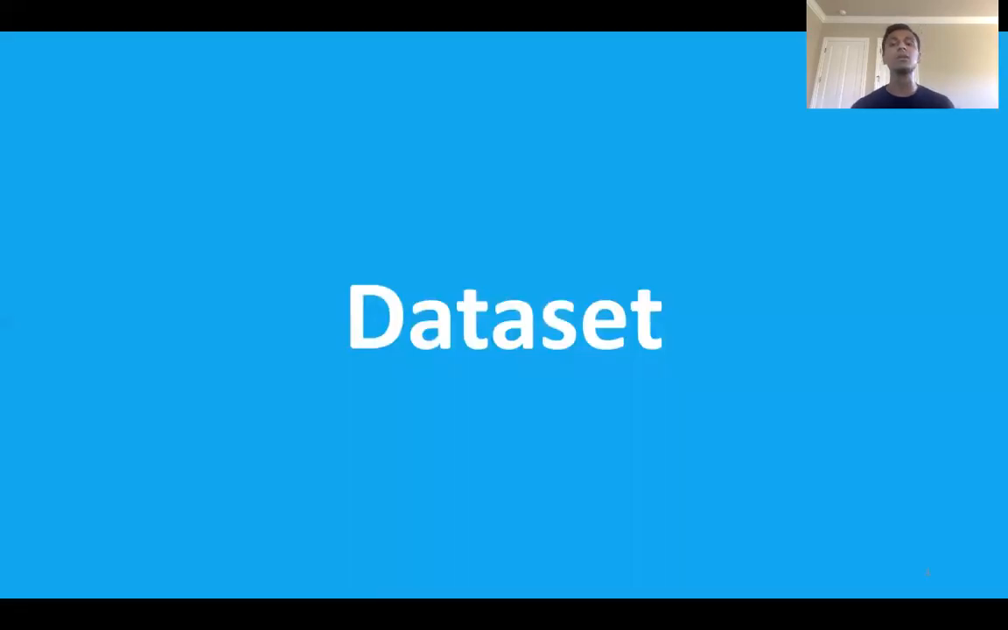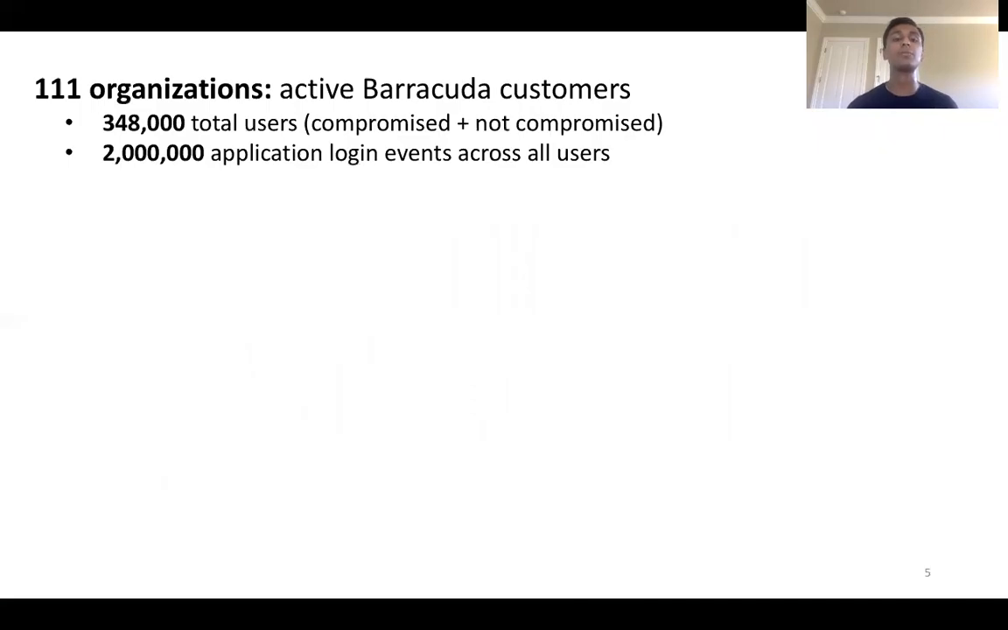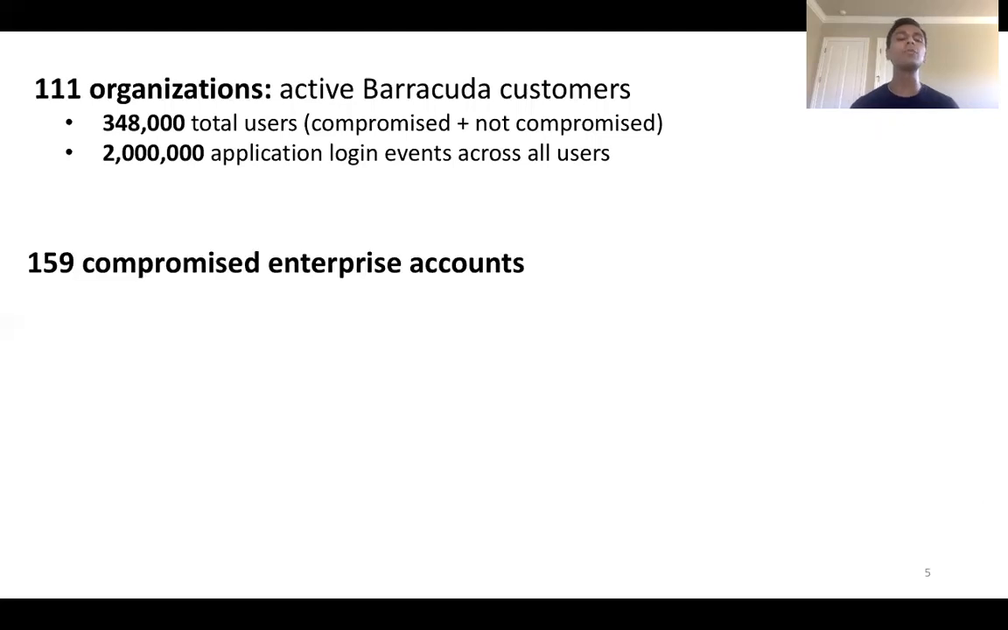So let's talk a little bit about the data set we used throughout our study. This was a wonderful collaboration with Barracuda Networks, and in total, we were able to study attacker activity across 111 organizations, all of which were active Barracuda customers. We were also able to obtain a set of 159 compromised enterprise accounts across these organizations. And these compromised enterprise accounts were flagged by Barracuda's detectors, as well as confirmed to be compromised by the IT teams at these organizations.